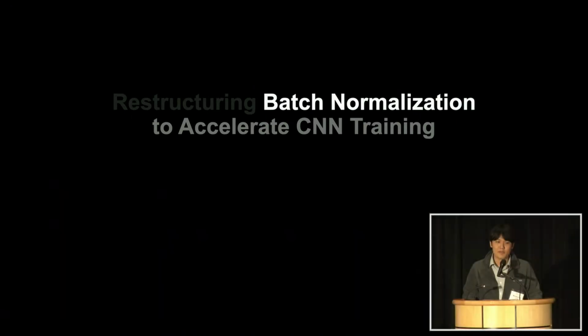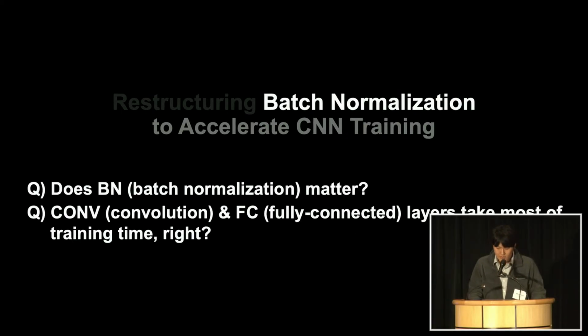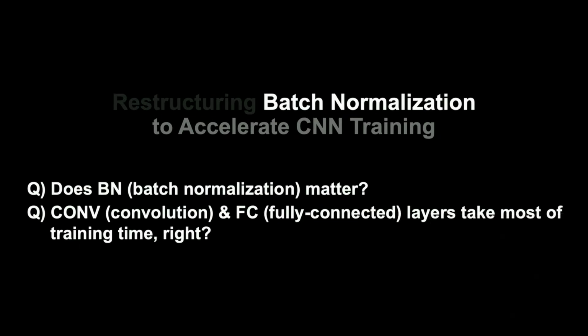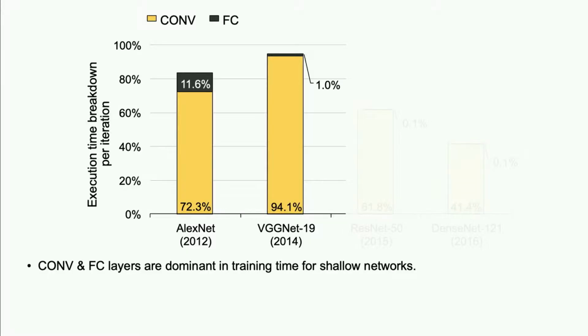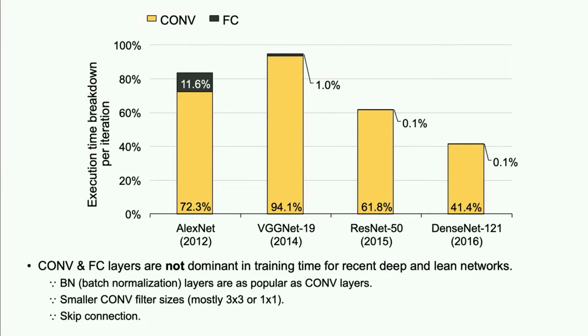Then why do we care about batch normalization, even if convolution or fully connected operations sometimes dominate training time? This is a chart showing the execution time breakdown by layers when training different CNN models on a single machine. We see that the conv/FC, convolution or fully connected layers, are dominant on shallow networks such as AlexNet or VGGNet. However, in deep and recent networks such as ResNet or DenseNet, they become less dominant.